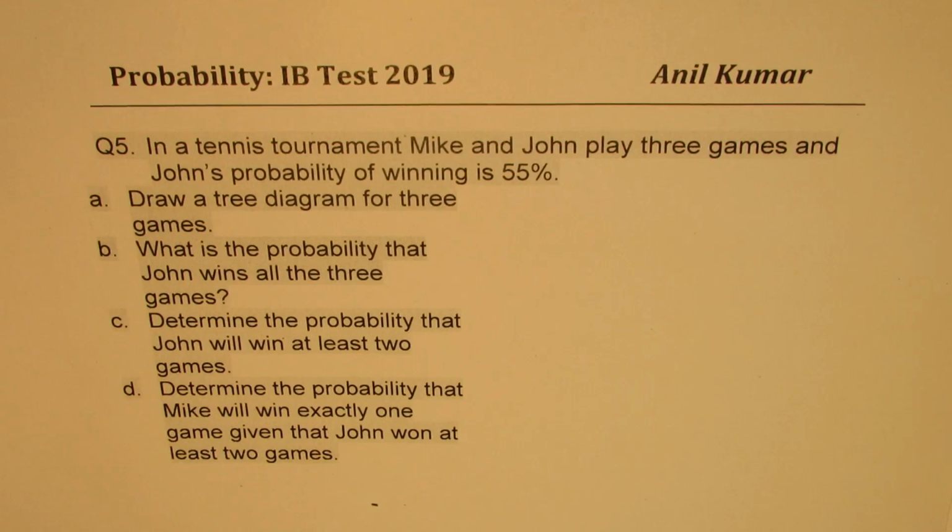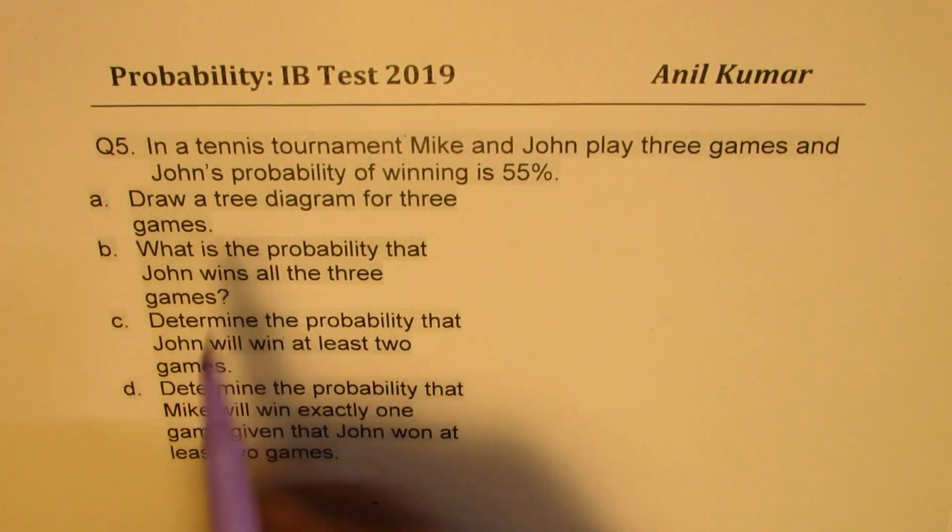Question number 5. In a tennis tournament, Mike and John play 3 games and John's probability of winning is 55%. Draw a tree diagram for 3 games. What is the probability that John wins all the 3 games? C. Determine the probability that John will win at least 2 games. D is determine the probability that Mike will win exactly 1 game given that John won at least 2 games.